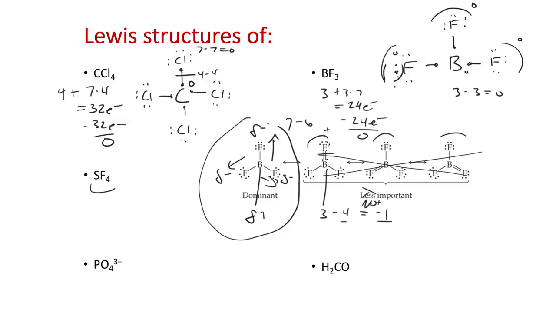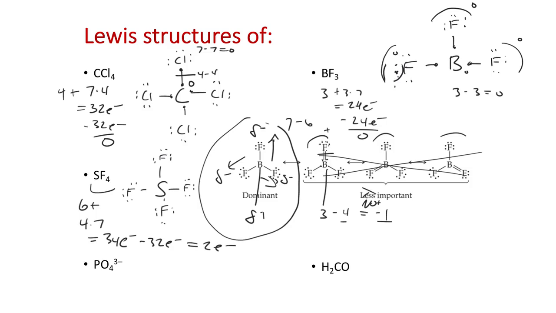SF4, let's do this one relatively quick and then we'll finish here for today. 6 plus 4 times 7, sulfur and fluorine, we end up with 34 total electrons. The thing that's nice with this structure is we finally get to use the case of what we do when we have electrons left over. So I fill the fluorines with their octets. That's only 32 electrons, 8 per fluorine. That leaves behind 2 electrons.